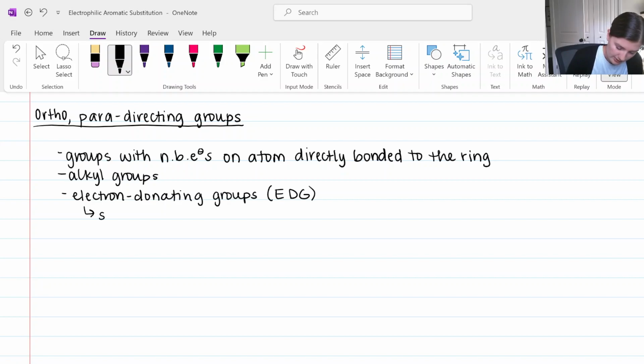So we'll write here, stabilizes the carbocation intermediate during ortho-para substitution.